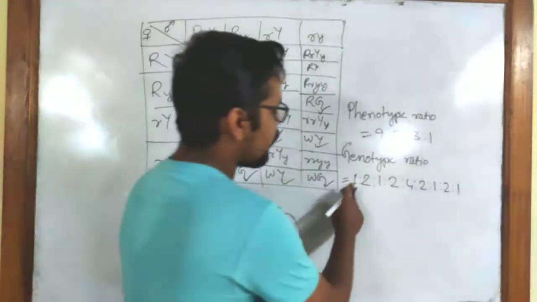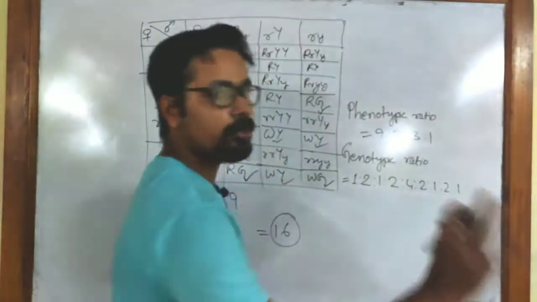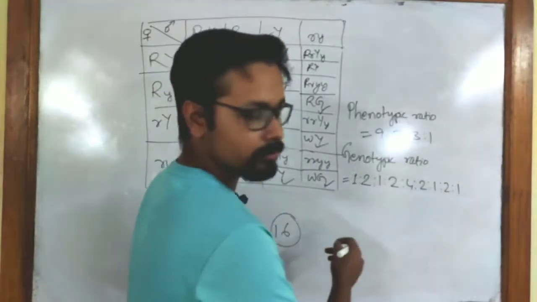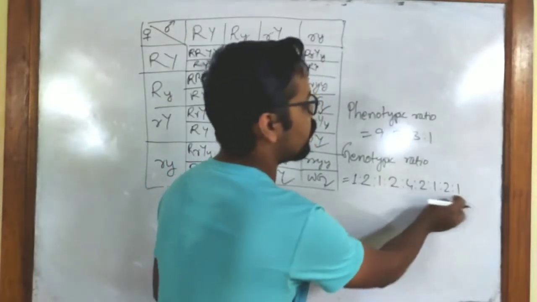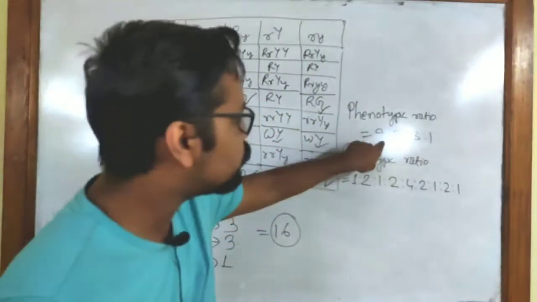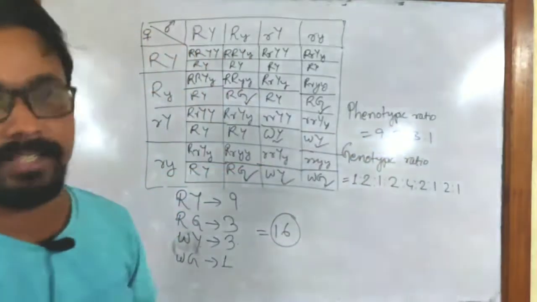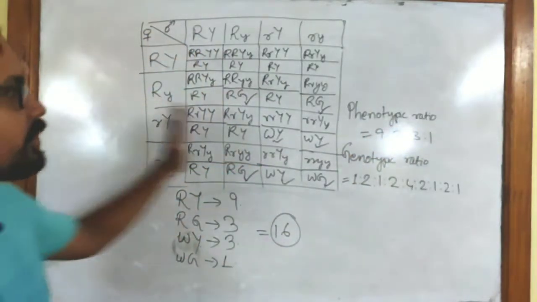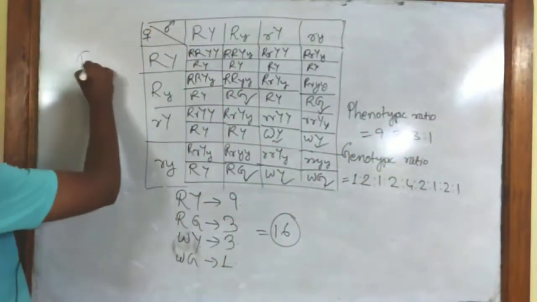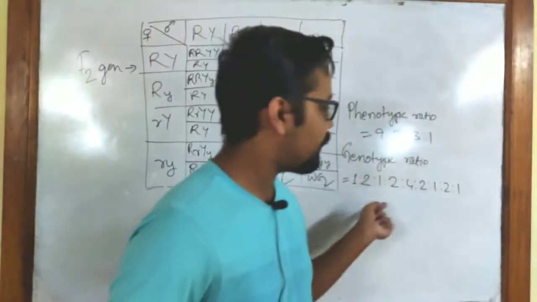So what is the ratio? 1:2:1:2:4:2:1:2:1. Very easy to remember. 1:2:1:2, then you write 4, then again 2:1:2:1. That is the genotypic ratio. It will not be that important for class 10, but the phenotypic ratio will be important. So that is all about our dihybrid cross. This is our F2 generation. Here we get the phenotypic and genotypic ratios.